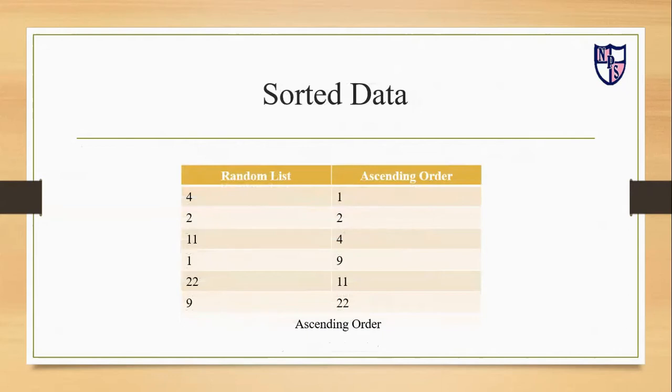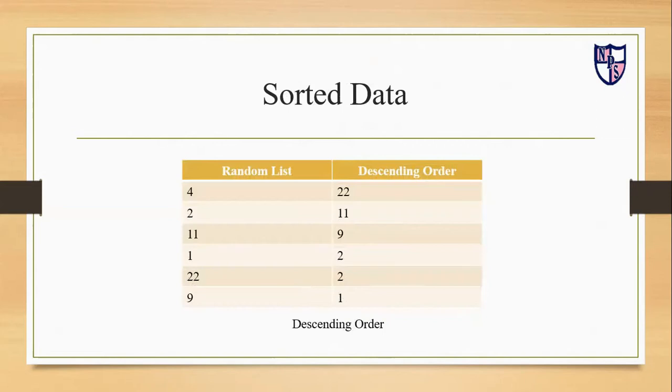Let's see another example. Again, on the left hand side, the numbers are put randomly. As you can see, there is 4, 2, but we know that 2 is smaller than 4, but still it comes after 4. So here we have again on the left hand side randomly put data. But as you can see, on the right hand side, the data is arranged in ascending order. So you can see there is number 1 on the first place, 2 on the second, 4 on the third, 9 on the fourth, 11 on the fifth, and 22 on the sixth position.